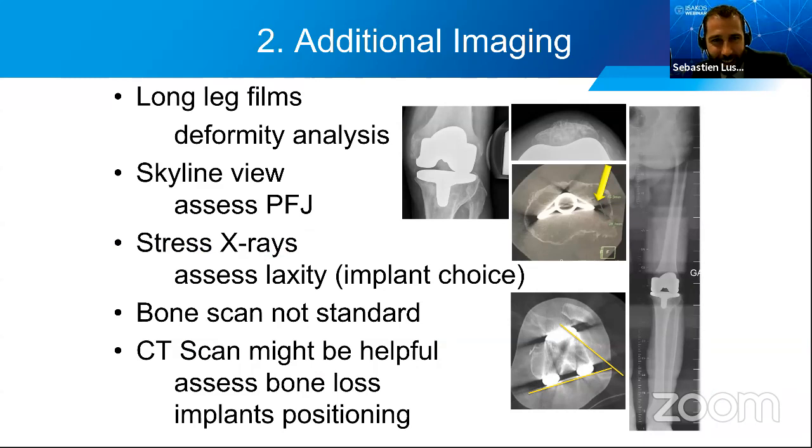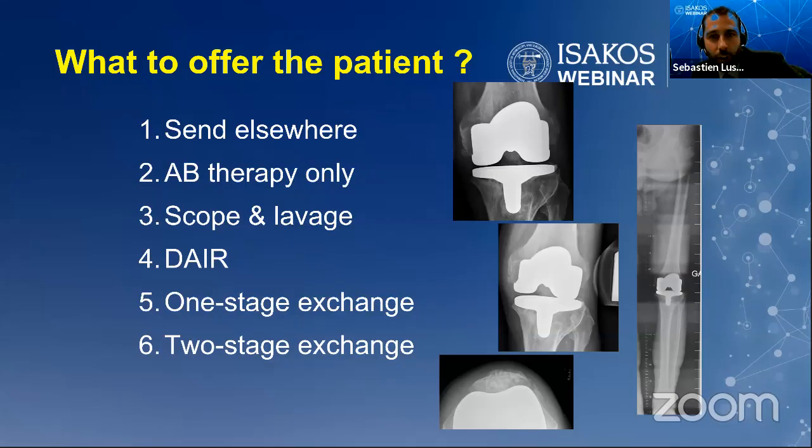So let's keep going. These are the different options we discussed: regarding the X-rays, stress X-rays for the laxity, the bone scan, which as Philippe said is definitely not standard in most parts of the world, and the CT scan, which could be interesting for a bone loss assessment. So now you have the full picture. And then what do you do with this patient? How would you consider this case?